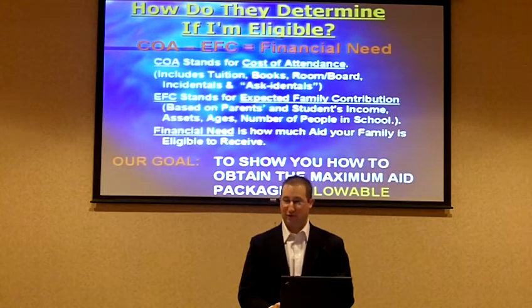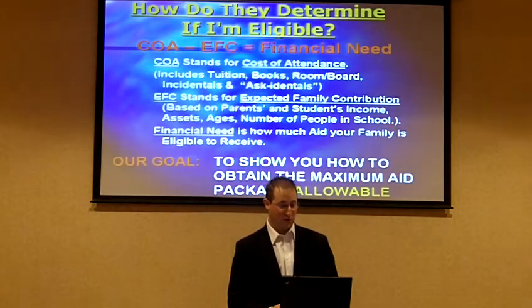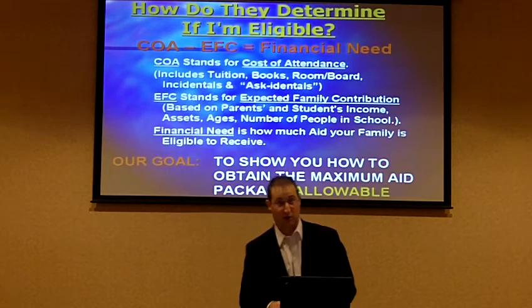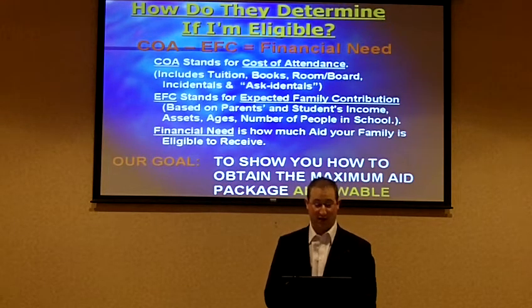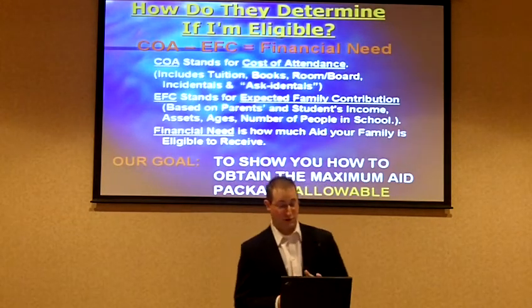So how do they determine if you're eligible for financial aid? Well, there's a very simple equation here. COA minus EFC equals financial need. And what some of those mean: COA is actually cost of attendance. So we're starting with the actual cost of attending the university.